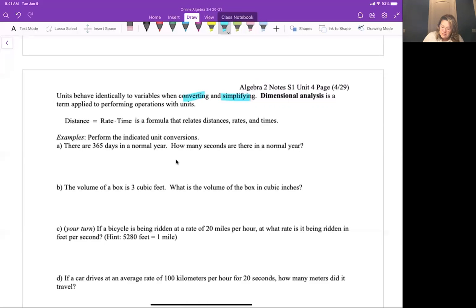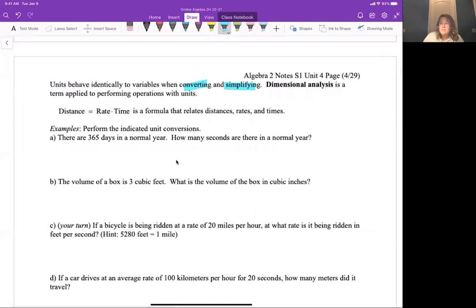I love that he covers this because this is very, very important in all your science classes, by the way. And I am super big on this term right here, dimensional analysis. I can solve problems sometimes just by dimensions or units only. Dimensional analysis is a term applied to performing operations with units.